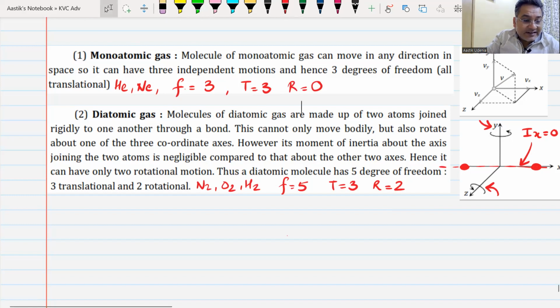Last but not the least, we come to triatomic gases or polyatomic gases, which are non-linear. I hope you understand the meaning of non-linear. Non-linear gases means H2O and so on. They do not have a linear molecule. You understand the meaning of linear molecule? Linear molecule is like this. So if we talk about non-linear triatomic gases, can you now tell me how many degrees of freedom it will have?